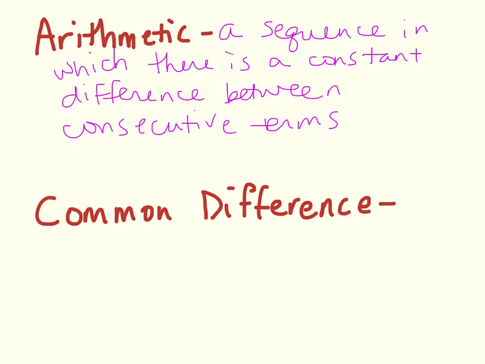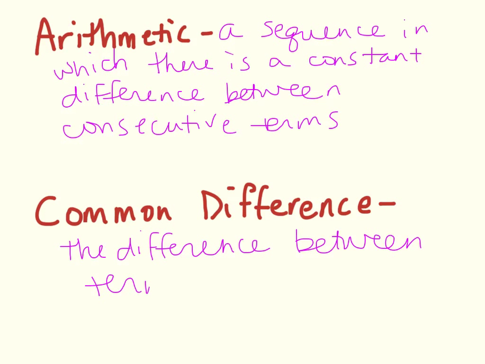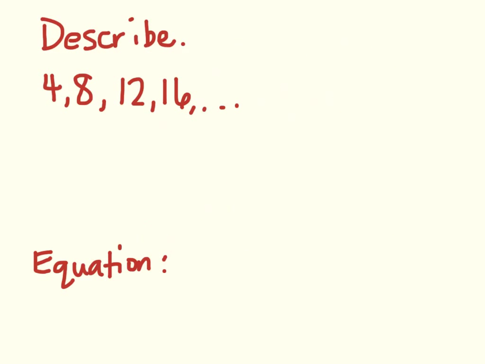Remember, consecutive means right next to each other. And that difference is called the common difference. So it's the difference between terms. If I look from one term to another, what's the difference between them? Okay, so let's look at some examples.